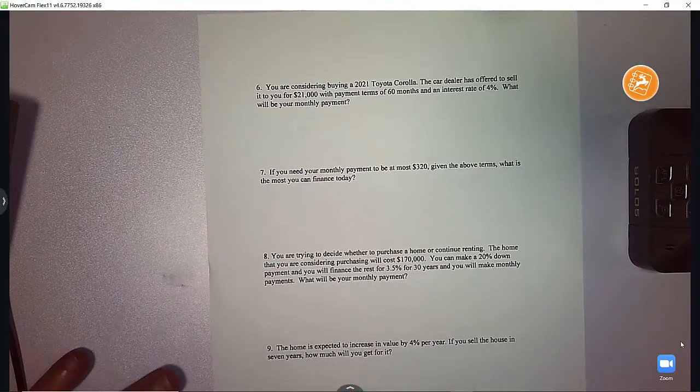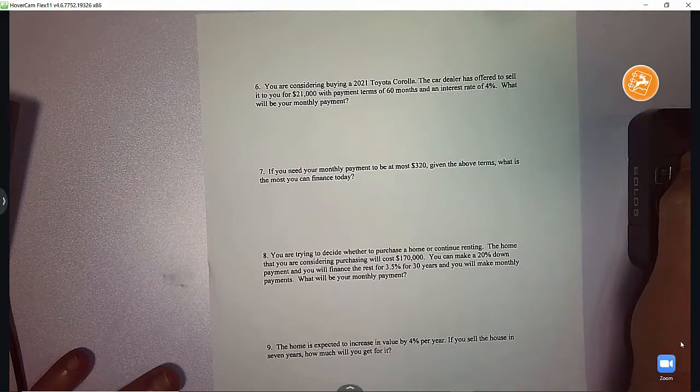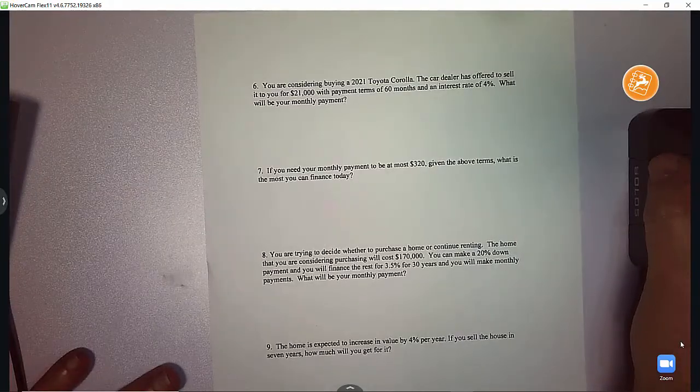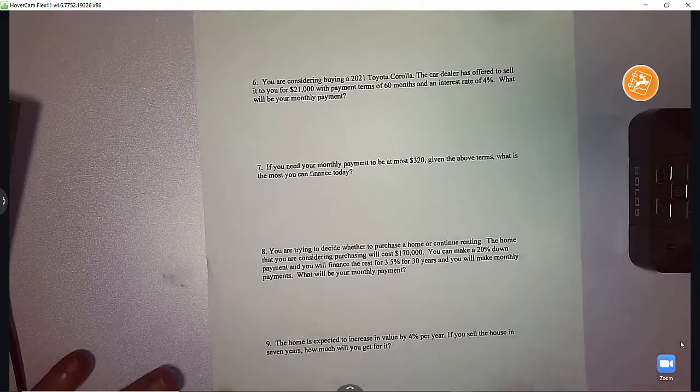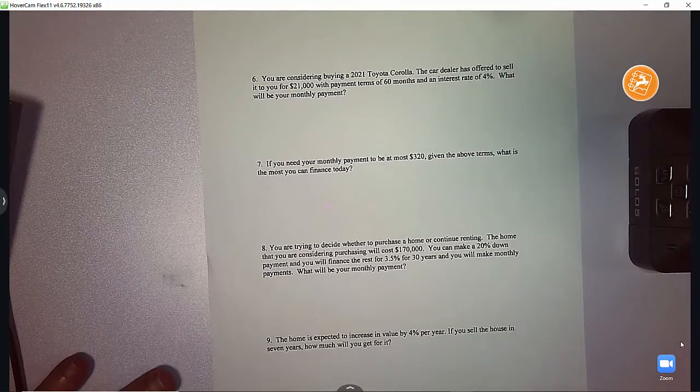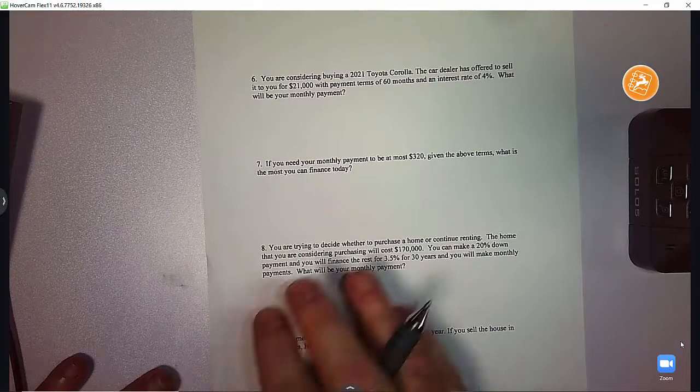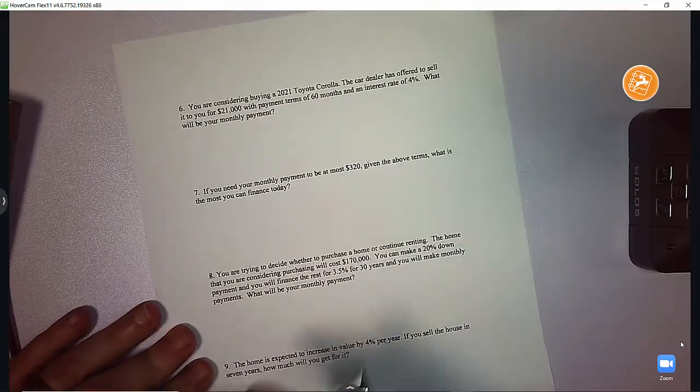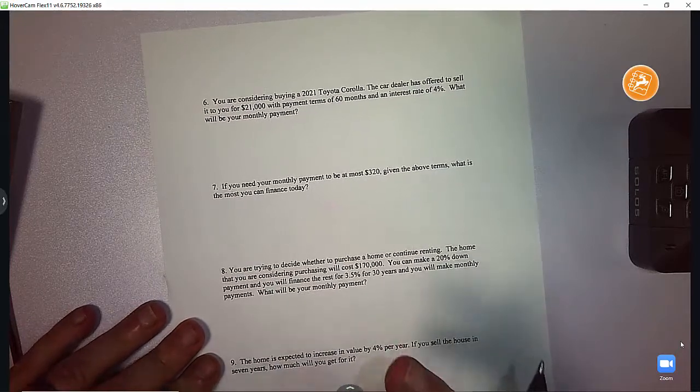And it says here, you are considering buying a 2021 Toyota Corolla. The dealer has offered to sell it to you for $21,000 with payment terms of 60 months and an interest rate of 4%. What will be your monthly payment? So this is a regular annuity problem, but with monthly payments.